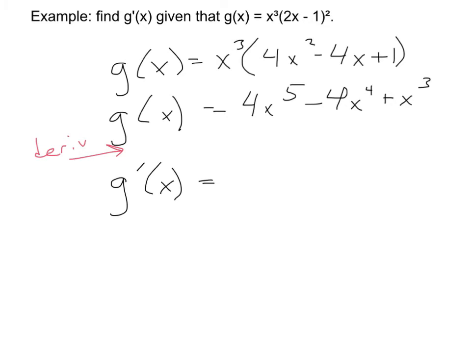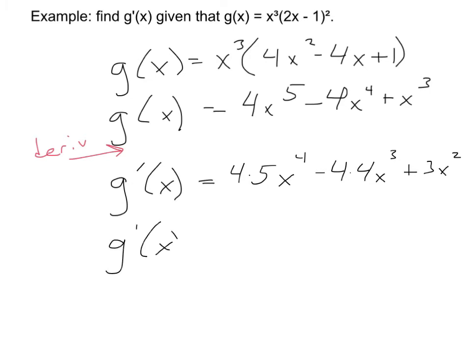So to do this, I bring that 5 down. This will give me 4 times 5x to the 4th. Then minus 4 times 4x to the 3rd, and finally plus 3x squared. Each time I'm just doing my power rule, bringing the number down and subtracting 1 from the power.